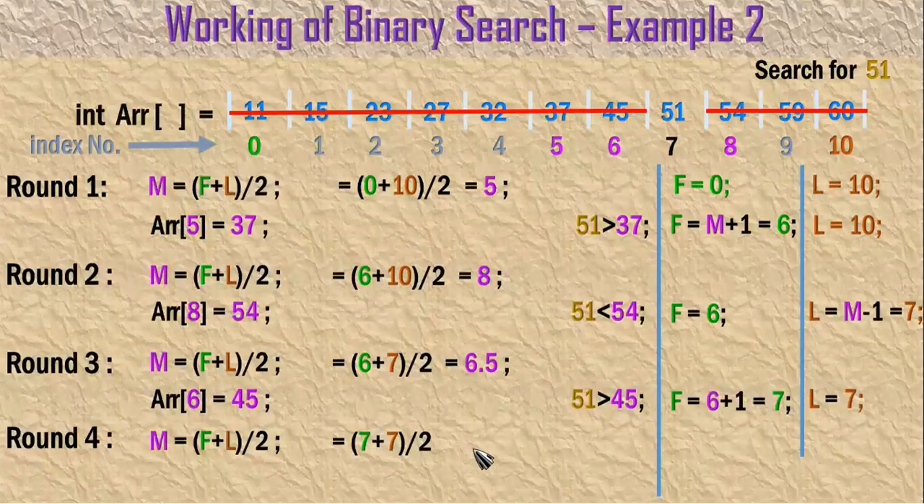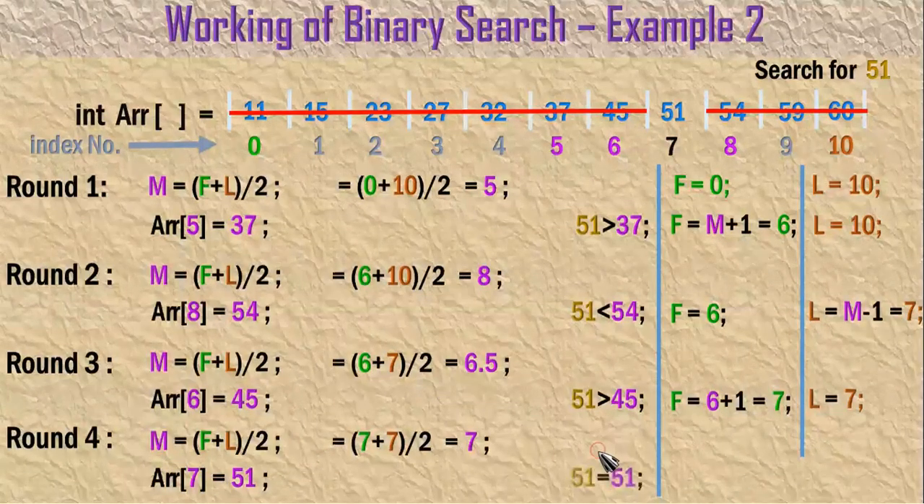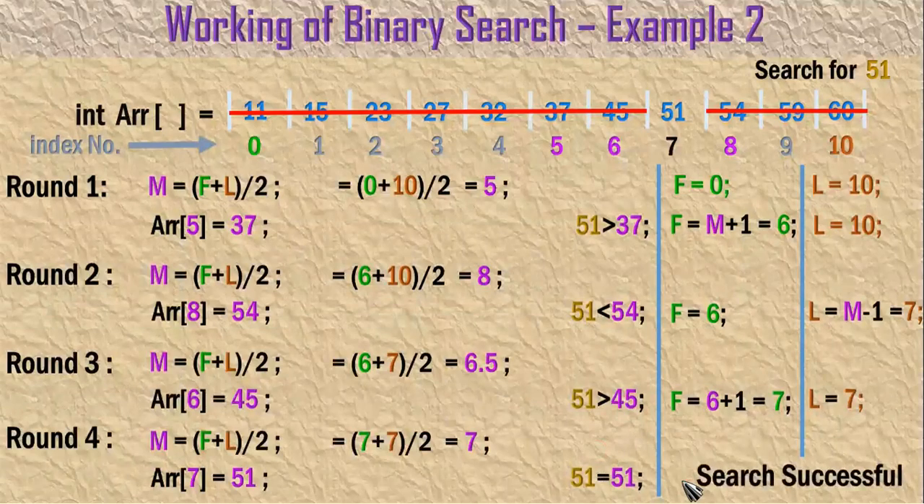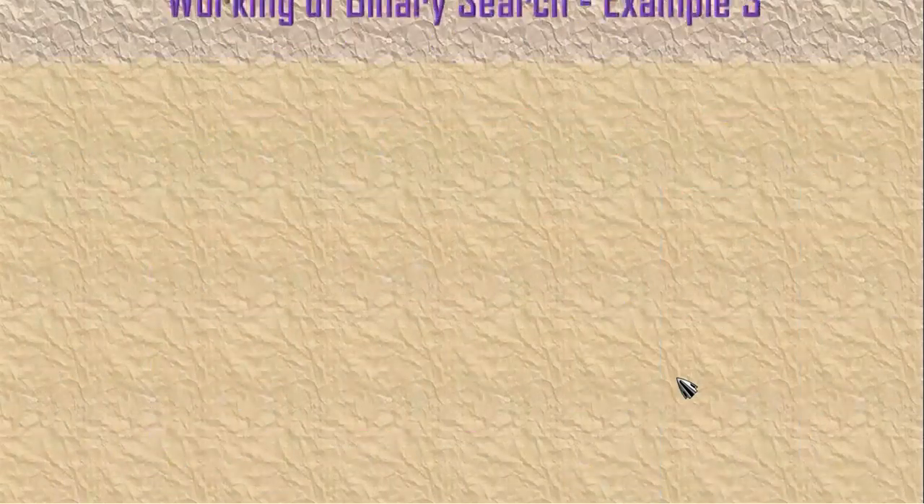7 plus 7 divided by 2 will be 7 itself. So we get 51 here, which is what we are looking for. It becomes successful. If some other element is at that place, then it becomes unsuccessful, as first element and last element both are the same index. Let us go to one more example.